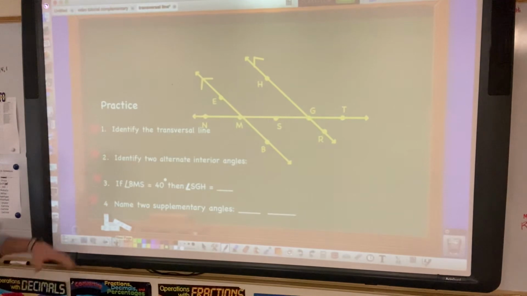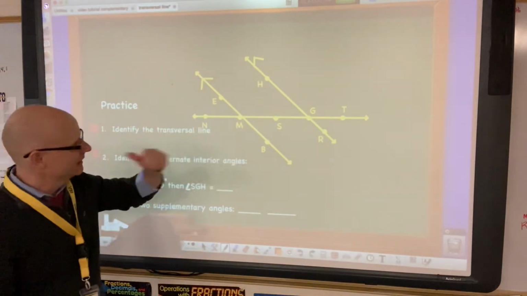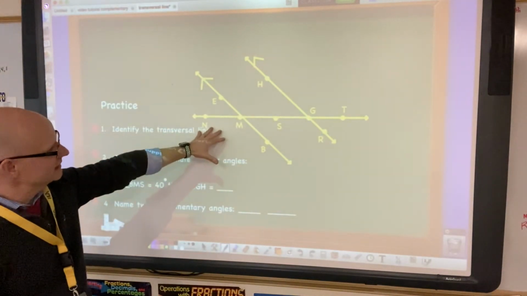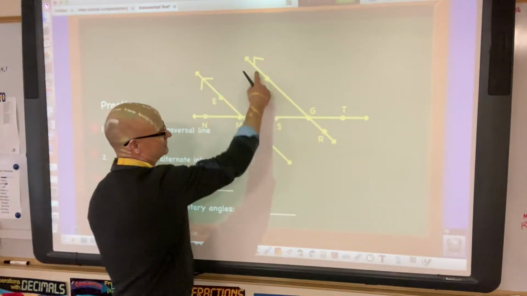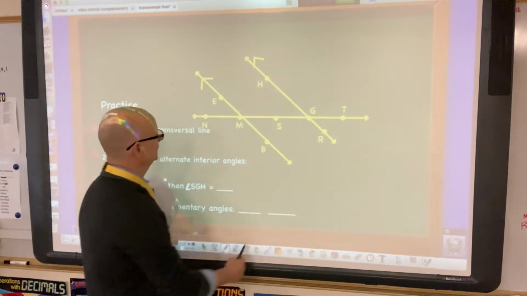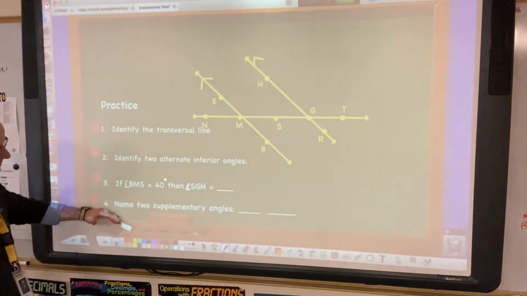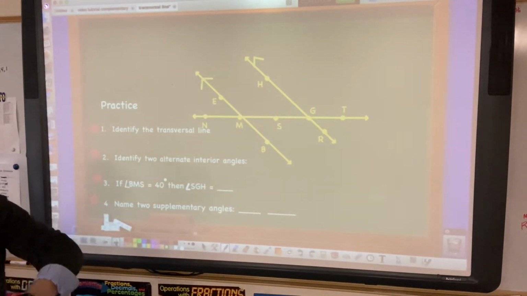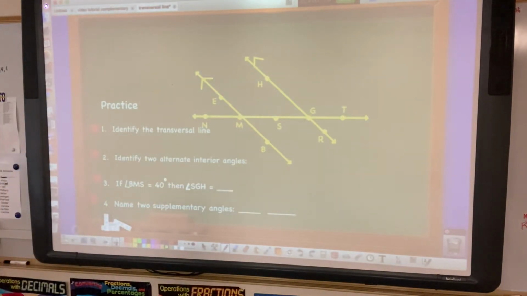Okay. So here's what I want you to do. I have a diagram and I have labeled these points on here. Notice these are parallel lines and here's a transversal line going through it. And so I ask you 4 questions here. So press pause and solve these problems.